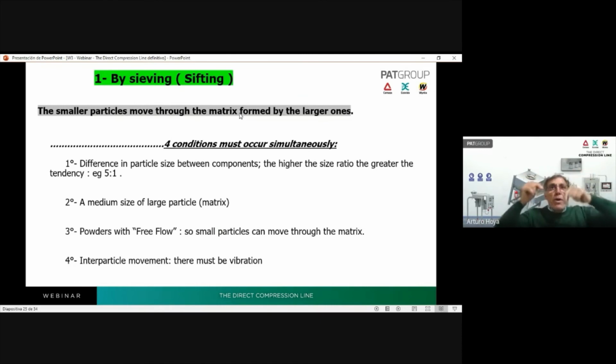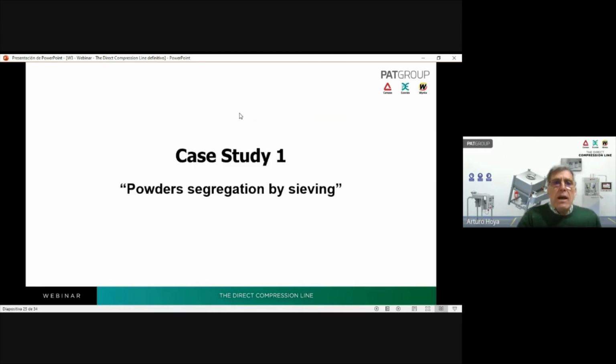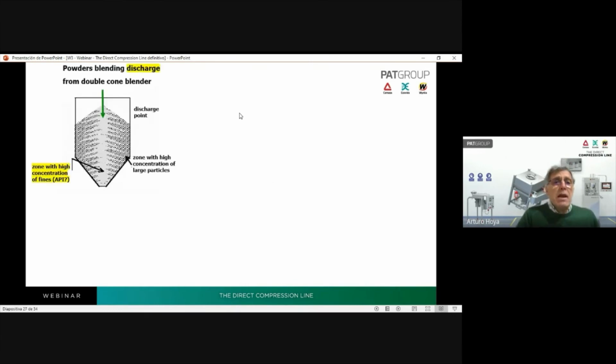because the vibration lets the particles, the fine particles, move as a function of size, density, and shape across the matrix formed by the coarse particles. This is the typical segregation by sifting. So a case study, look at this, powder segregation and sieving.